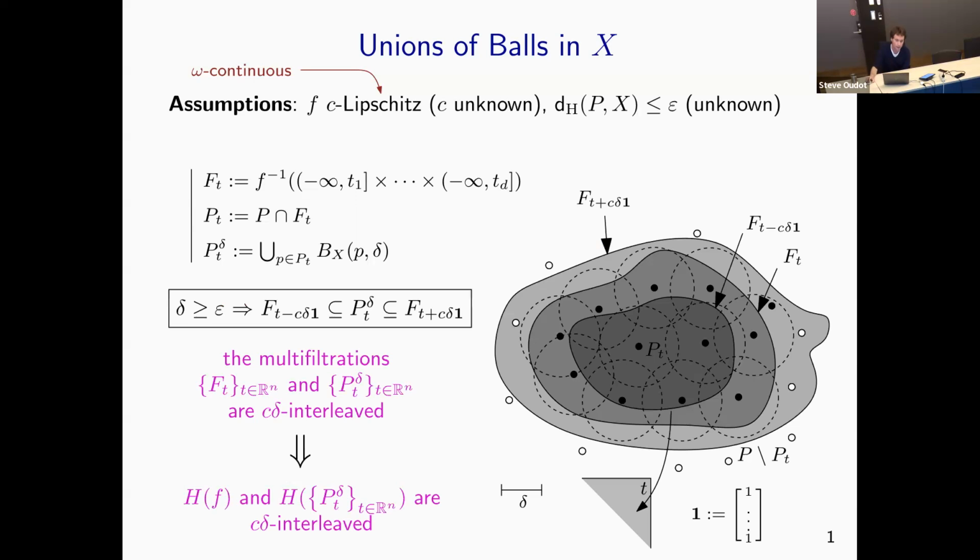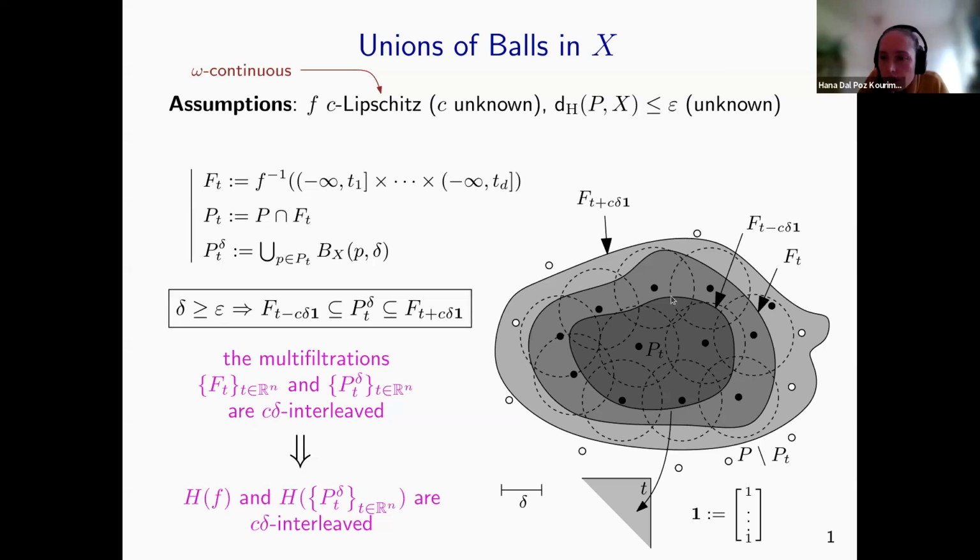So in fact, there is an interleaving if I assume a function to be sufficiently regular. So here is C Lipschitz. If you assume the function to be C Lipschitz, then you have a C delta interleaving between the sublevel sets of the function and the filtration given by the unions of balls of fixed radius delta around the data points, where it's actually the point cloud itself that is filtered by the function values. And then I'm filtering the union of balls by adding one ball after the other when its center finally belongs to the sublevel set. Okay.